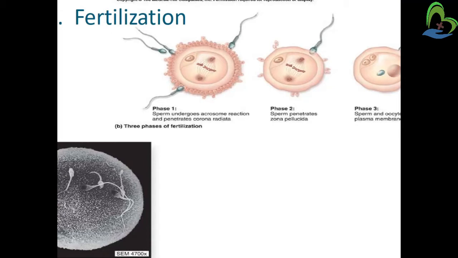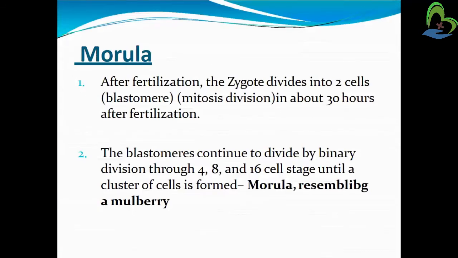Now today we will learn how the fertilized ovum develops. Morula. After fertilization, the zygote divides into two cells called blastomeres. This is done by mitotic division about 30 hours after fertilization. The blastomeres continue to divide by binary division, from 2 to 4, 4 to 8, 8 to 16, until a cluster of cells is formed.